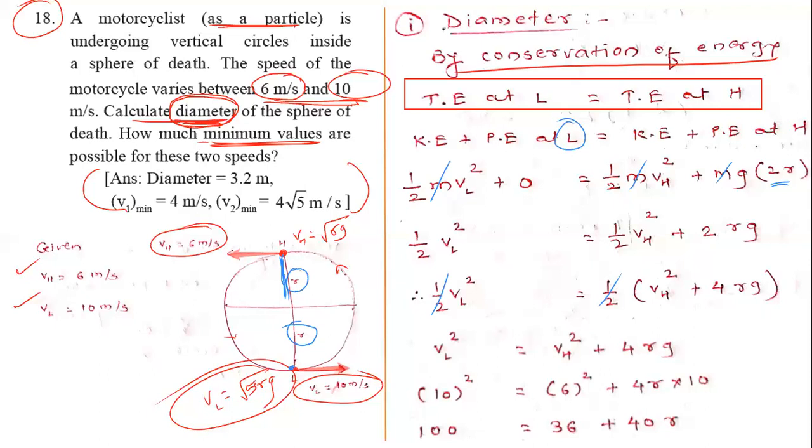Now we substitute the values. Here they given vL is 10, 10 square. vH they given 6, 6 square is equal to 6 square plus 4R. G we have to take 10. You can take 9.8 also, but we take 10. After solving this, 10 square is 100, 6 square is 36, 4 into 10 is 40R. Now we can transfer this 36 to this side, so 100 minus 36, and 40R also this side.